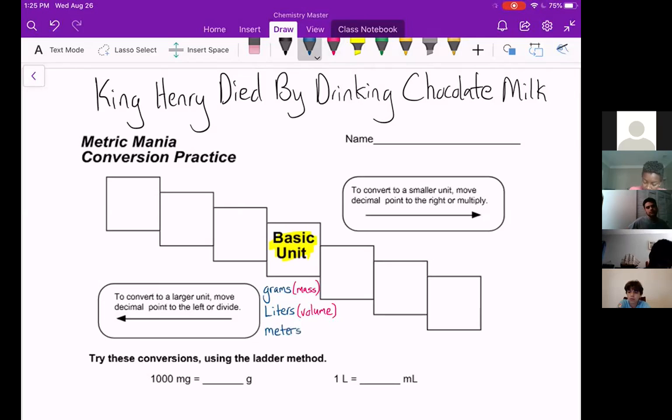Any guesses on what meters measures? Starts with the L. Length. Yes, very nice. Measures length. All right, now we have what we call symbols, and it's just like the shortcut. So I don't have to write out the whole word gram, I'll do a G. For liters, I'll do a capital L. And for meters, I'll do an M. So those are our base units.